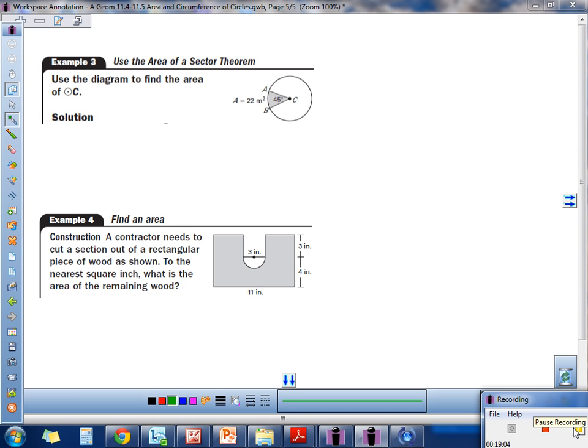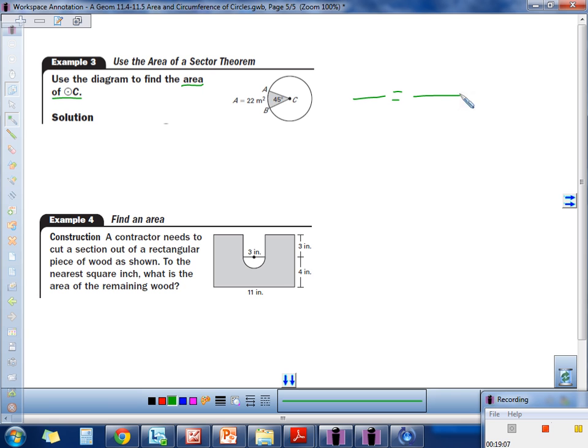This next example is a little bit different. It says find the area of circle C, but they give you different information this time. We got to think back to our formula. I'll write it out. It might help you this time. So angle over 360 on the right. We have pi r squared on the bottom on the left. That will give us our total. And up here is the area of the sector.